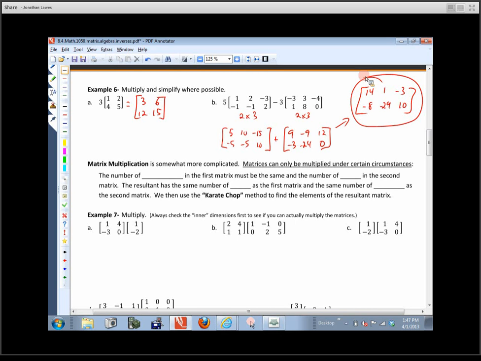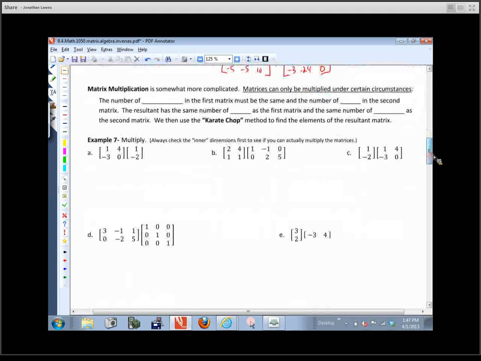Okay. All right. So let's talk about matrix multiplication. Matrix multiplication is a little bit more complicated.